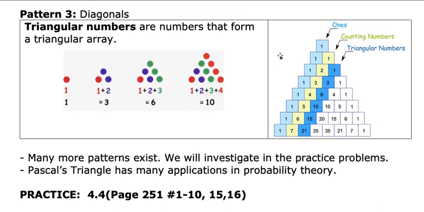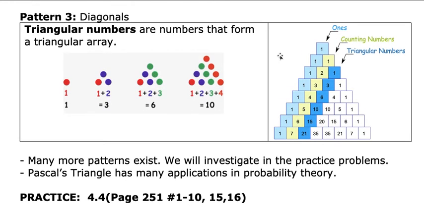Pattern number 3, triangular numbers. Triangular numbers are numbers that form a triangular array. Now, that means that if you were to draw the shape of a triangle, this would work with this number of items. So the pattern is 1, 3, 6, 10. And what we're going to learn about in this course is a special type of relationship between numbers called recursion, meaning that it's based on the previous step.